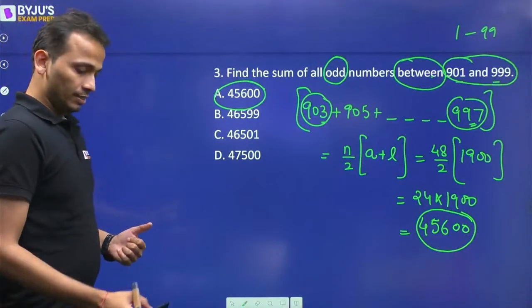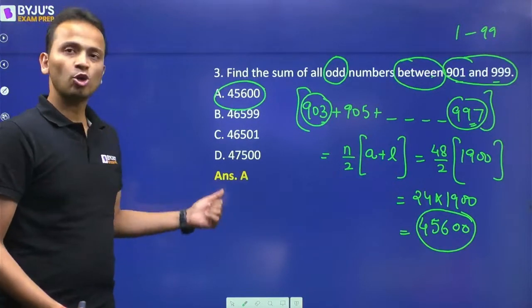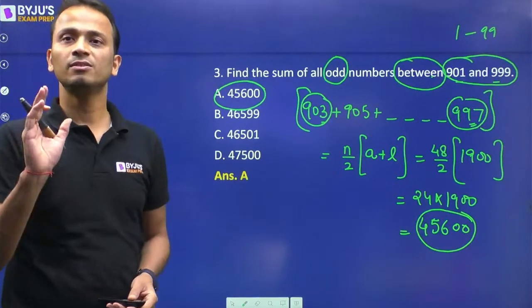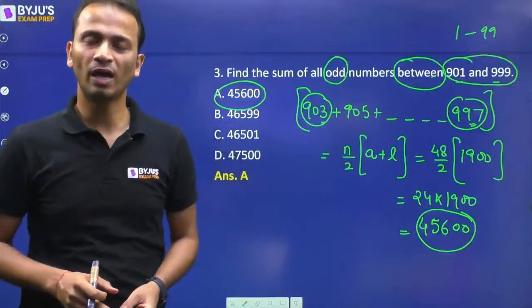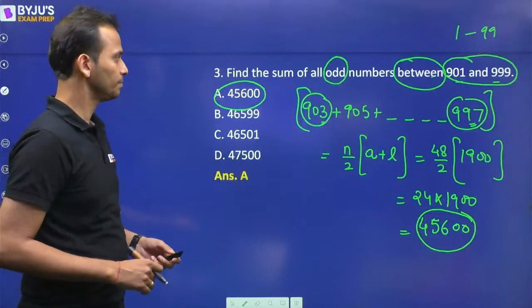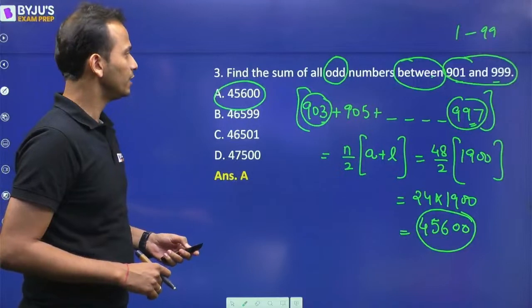Okay. Let's see if this is the correct answer. Yes, option A is the correct answer. Kushagra and Nidhi, both of you have given the correct answer. Nice, good. Let's move on and look at the next question.